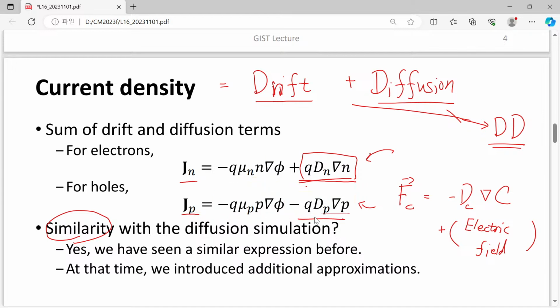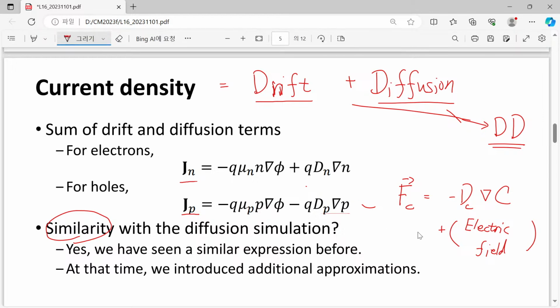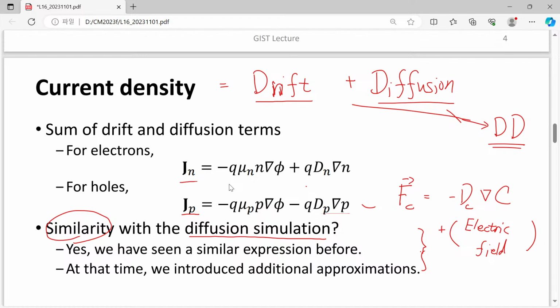But then if we have this similarity, your natural question is, wow, we have already covered this kind of problem in the diffusion simulation, so maybe we can apply the same capability or the same approach to electron transport and hole transport.